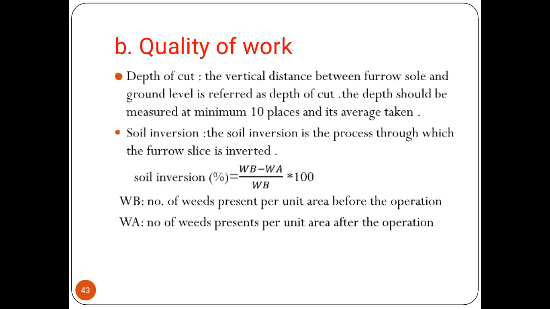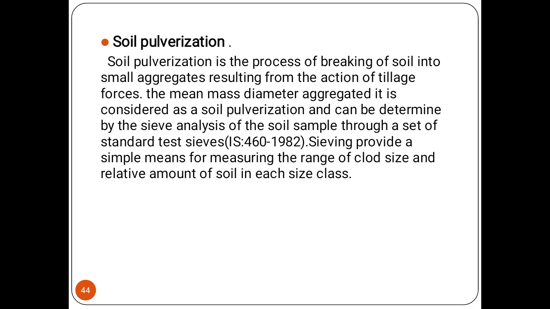Now, the quality of work depends upon the depth of cut, soil pulverization, and soil inversion. Soil inversion is the process through which the furrow slice is inverted. We measure the number of weeds present per unit area before the operation, and the number of weeds present per unit area after the operation. Now, soil pulverization is the process of breaking the soil into small aggregates resulting from the action of the tillage. And we find out the mean mass diameter of the aggregates.